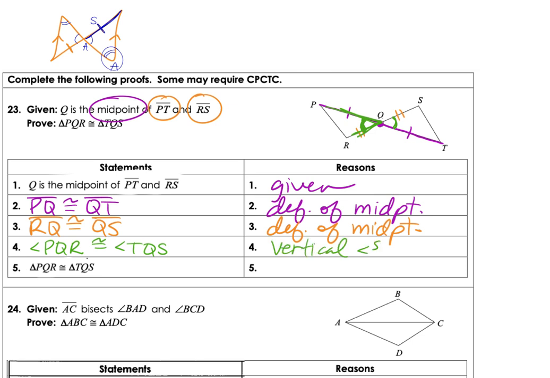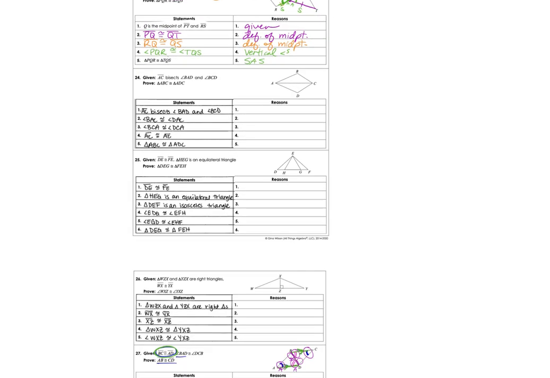Okay, so then why are your triangles congruent? SAS, a side congruent to a side, the included angle, and a side congruent to a side. So SAS. You want to start one more? Or you want to finish the rest on your own? 24, 25, 26, 28.